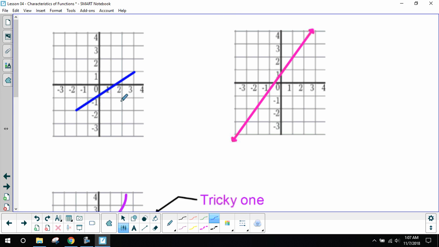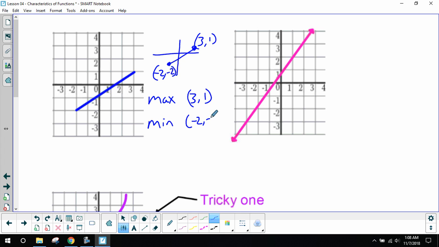So looking at this graph, again, if you're to jot this in your notes, I will simply say this point to this point, and I would write those as 3, 1. And this one would be -2, -2. So if you were to ask what the max is, obviously you would say 3, 1, because that's the highest. The minimum, lowest would be -2, -2.